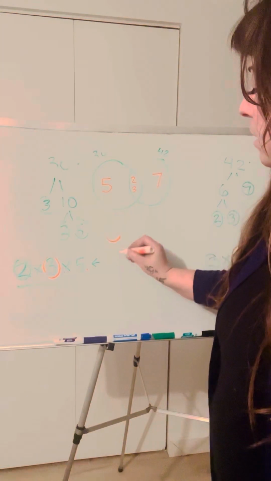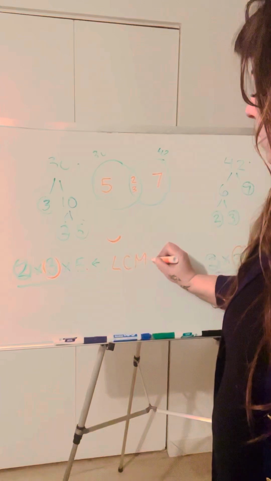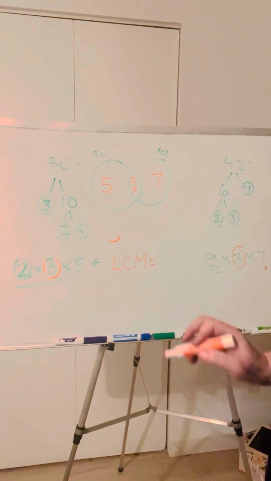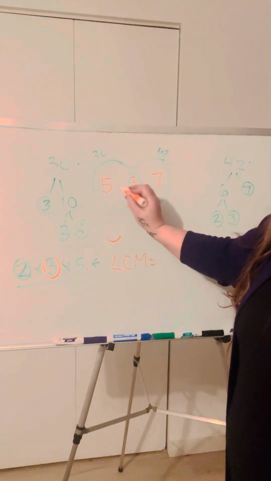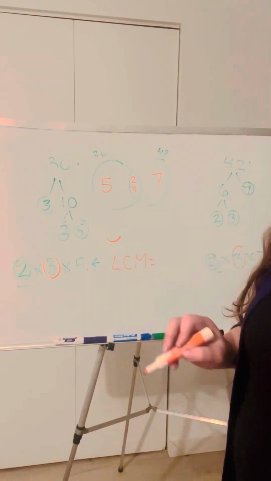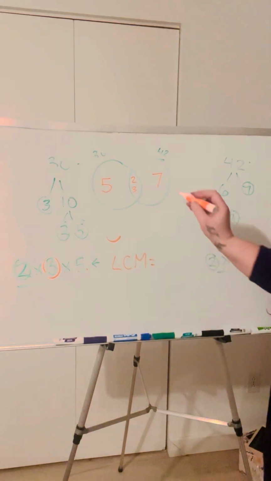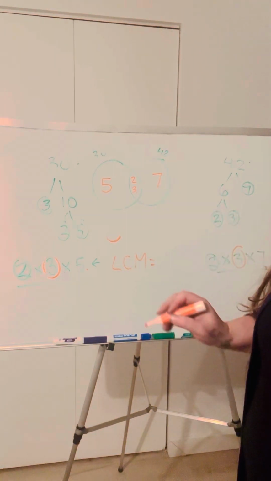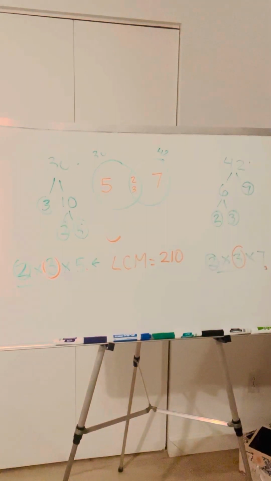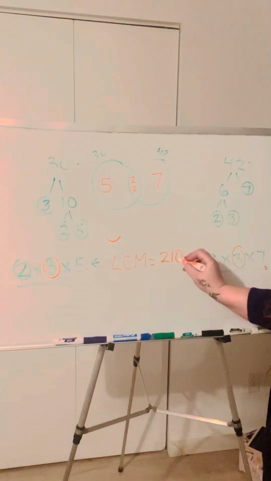To get the lowest common multiple, you have to multiply each orange number that you see. So 5 times 2 is 10. 10 times 3 is 30. 30 times 7 is 210. That would be the lowest common multiple of 30 and 42. Both numbers will fit into this number.